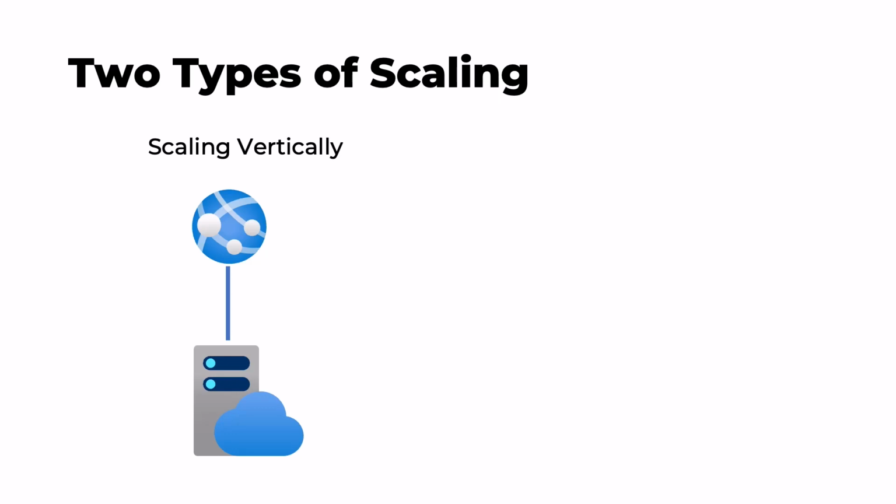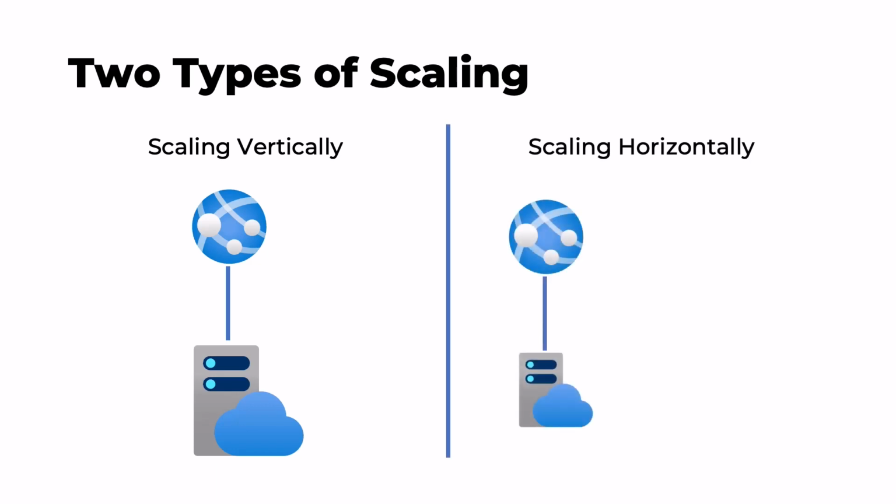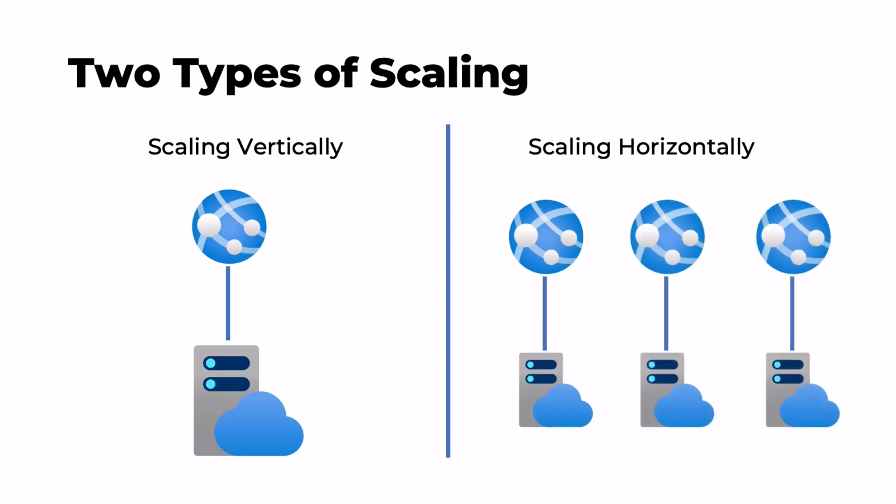The second type of scaling is scaling horizontally. This is when your app runs, you increase its capacity by adding another instance of that same app, and another, and so on, or decreasing the amount of instances when you don't need them.